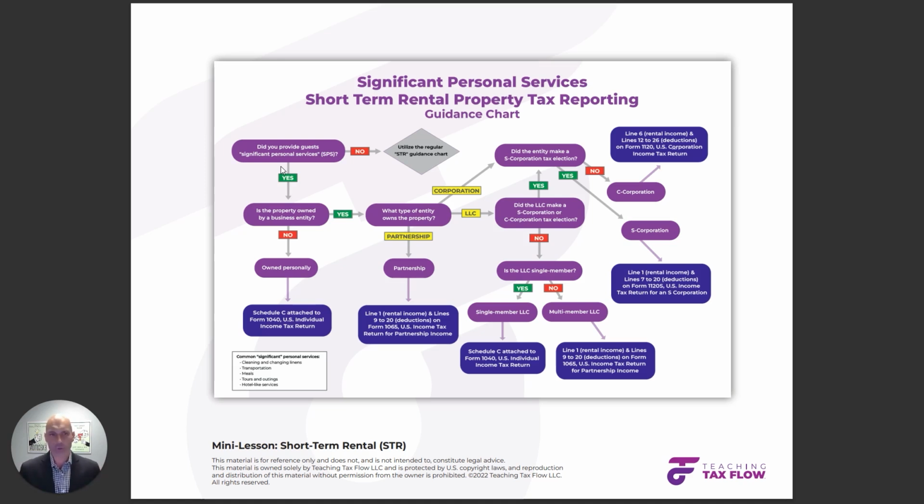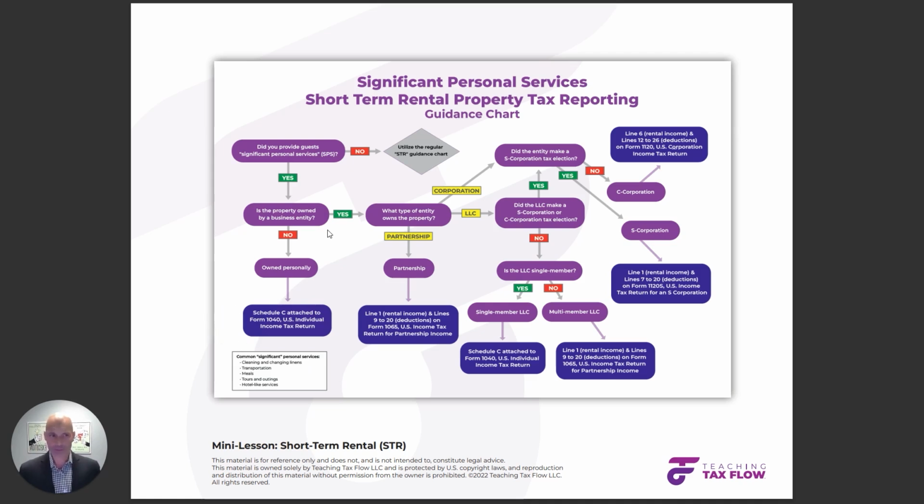Looking at this flowchart, which is going to be part of the resources page, we have to say, do you provide these services? If it's a yes, is the property owned by an entity? If it's not, you simply record that on a Schedule C. That's much different. We get a lot of questions in our ecosystem: do I report my short-term rental property on Schedule E or C? This is where you would report it on Schedule C.